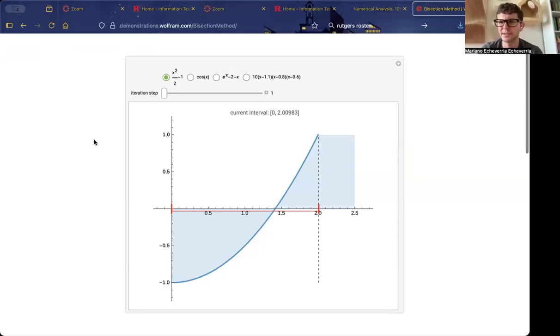Can everyone see this demo animation from demonstrations.wolfram.com that says x squared over 2 minus 1? Yes, okay, good.